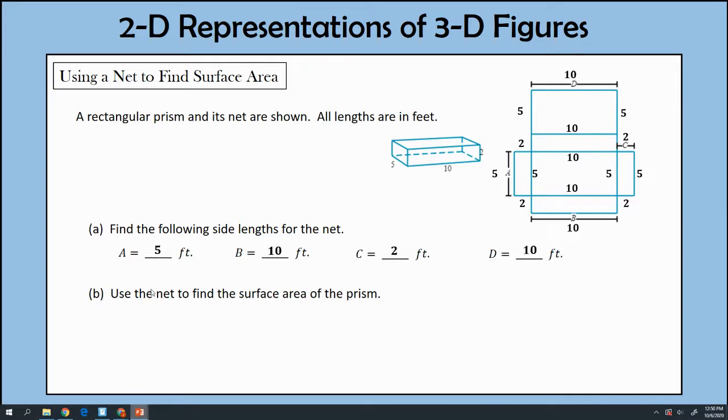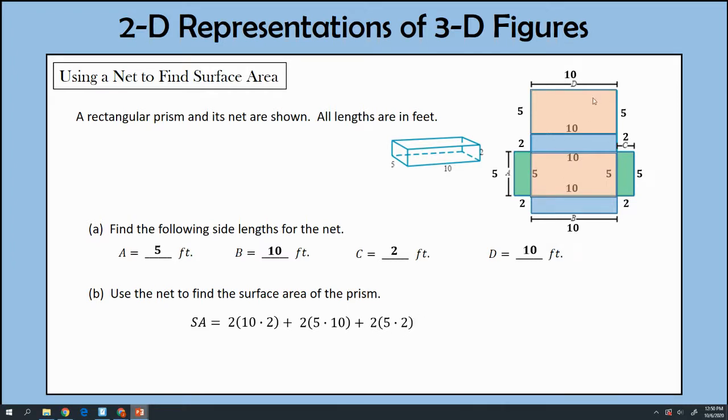All right. Now, this is where it's interesting. It says use the net to find the surface area. So if I use the net to find the surface area, what I would do is say, okay, these two rectangles are 2 by 10. They're the same, so I'm going to double 10 times 2. These two rectangles are 5 by 10. So I'm going to take 5 times 10 and double it. These two rectangles on the side are 2 times 5. I'm going to double that.